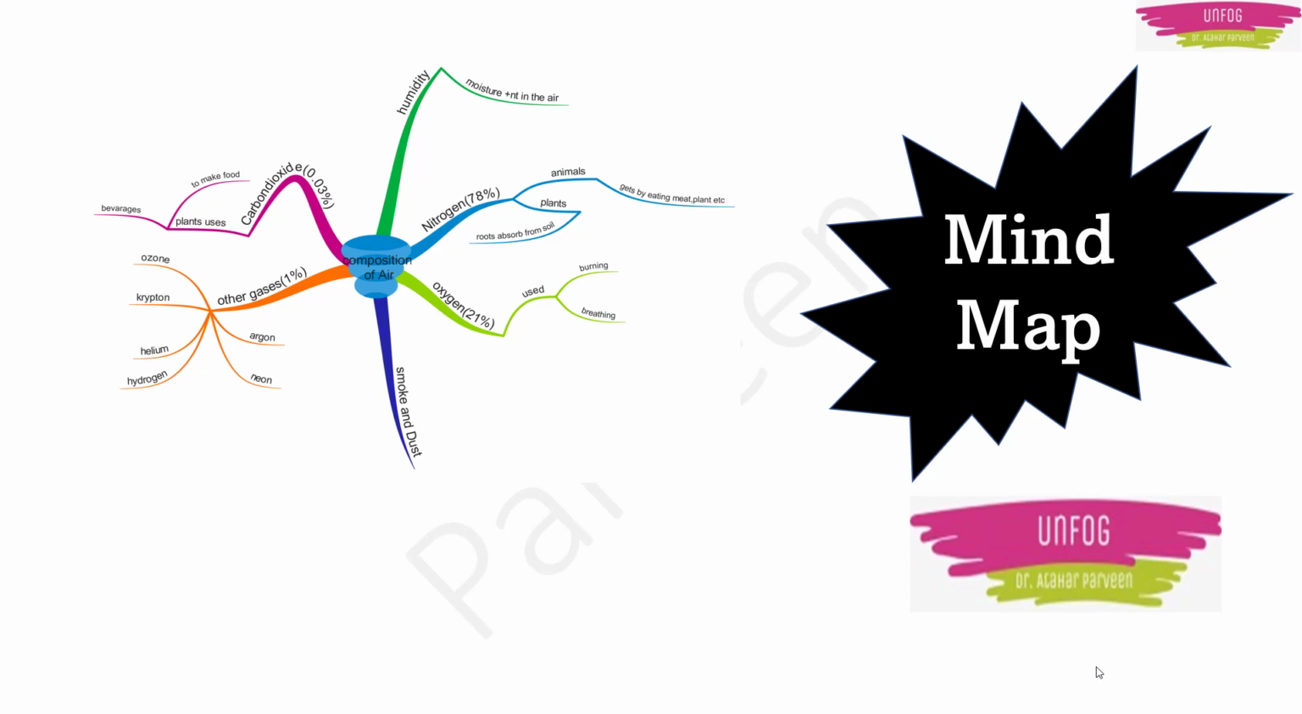Now I have given an example here. For example, if you have a question based on composition of air, then what all will we learn? We will learn the components of air like carbon dioxide, nitrogen, oxygen and other gases, and then we will also learn their uses. This is how I am going to talk in this lecture.